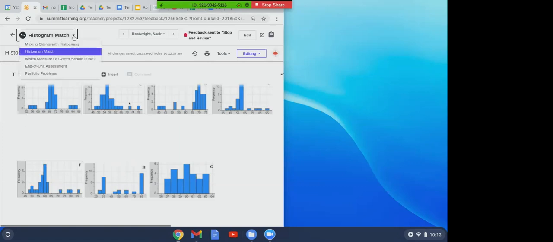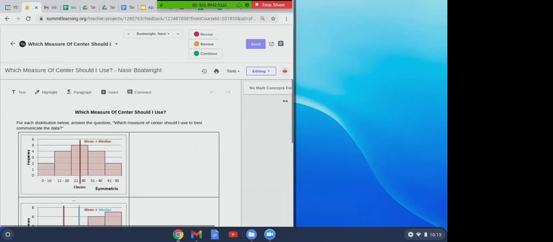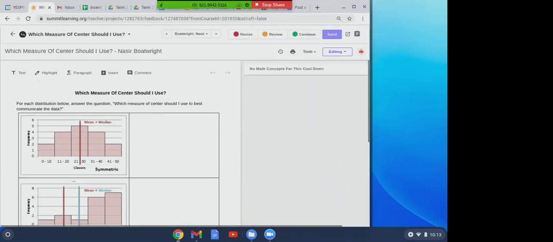Now, the current cool down is Cool Down 3. And here's what Cool Down 3 looks like.